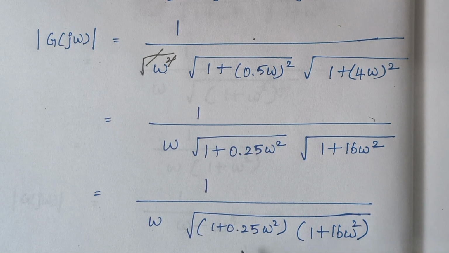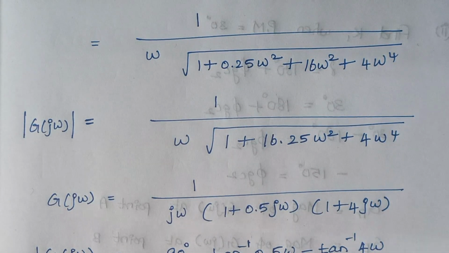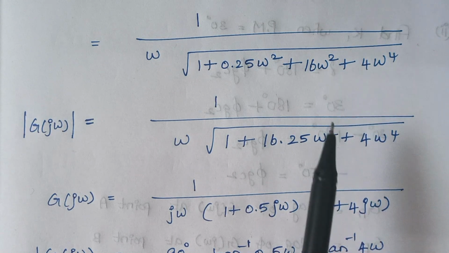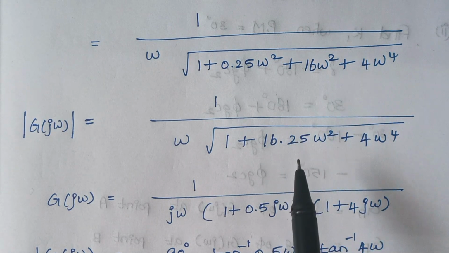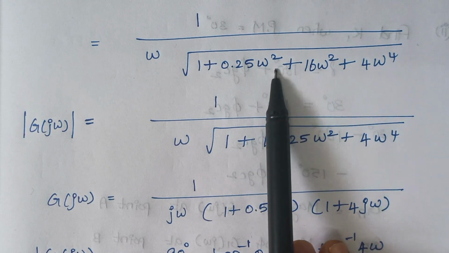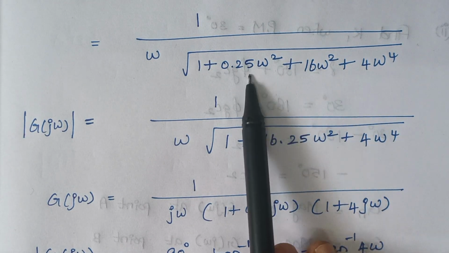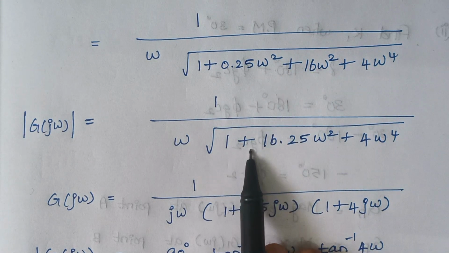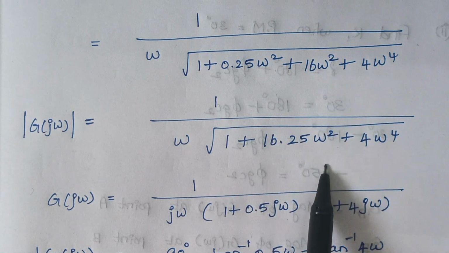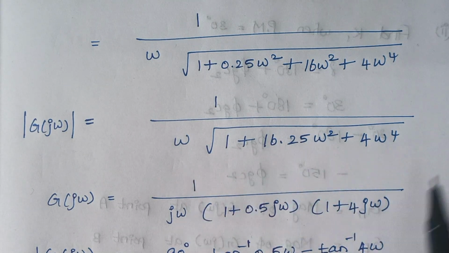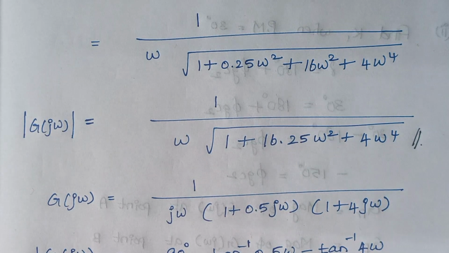The next step is to multiply these two expressions. Once you multiply, you will get an expression like this. Finally, I am going to simplify this expression again. Here I have two omega square terms, right? Now I am going to add these two terms since both have the same plus sign. So 1 plus 16.25 omega square plus 4 omega to the power 4, right? So finally this is our expression for magnitude.